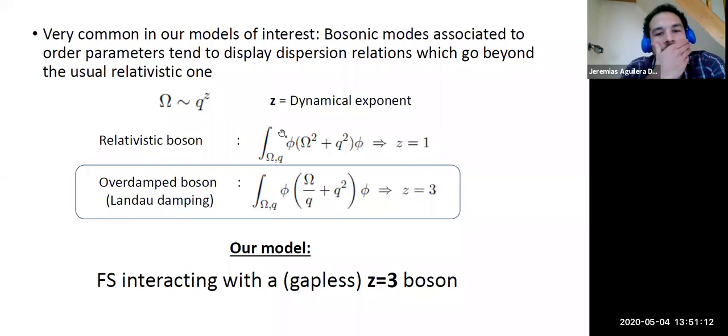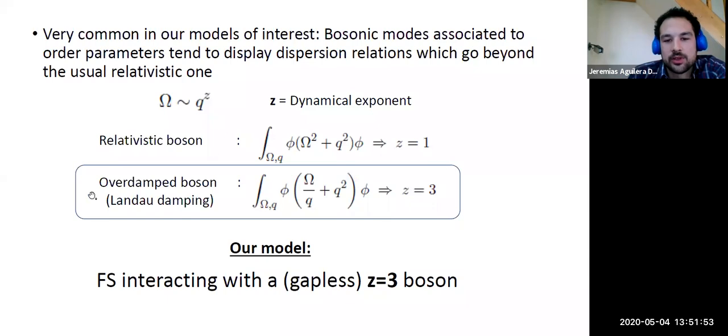Okay, well, what we just have been talking about is pretty common in this kind of model. As you can see in the literature, generically, bosonic modes associated with disordered parameters display dispersion relations which go beyond the relativistic one. So, time for some terminology that maybe you already know. The dynamical exponent is defined by the power law scaling behavior between frequency and momentum given by the dispersion relation. And so, for example, the relativistic boson has z equal 1 because by relativistic invariance, you need the frequency to scale the same way with the spatial momentum.